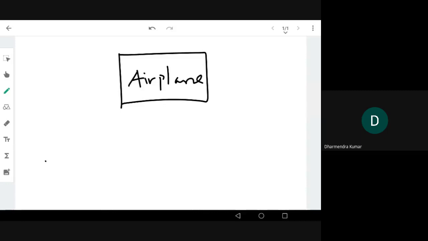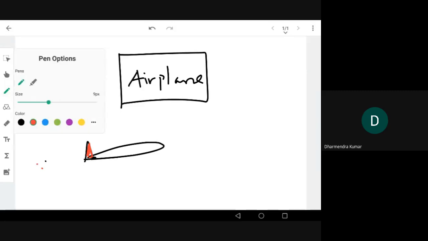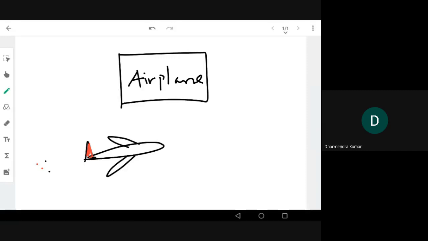Now we need to change the direction of the airplane. What we use in an airplane is a rudder. This is the airplane, and the rudder is at the point on the backside. The position of the rudder can change the direction of the airplane. Although it has wings also, the wings mainly control the elevation and the rudder controls the direction.